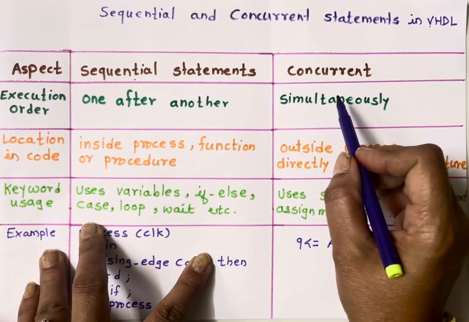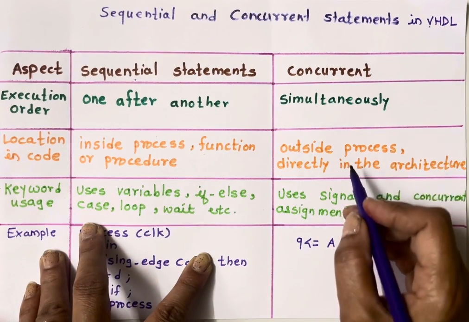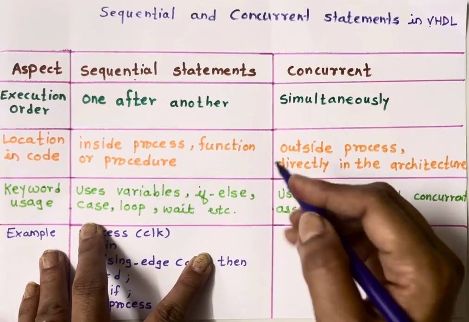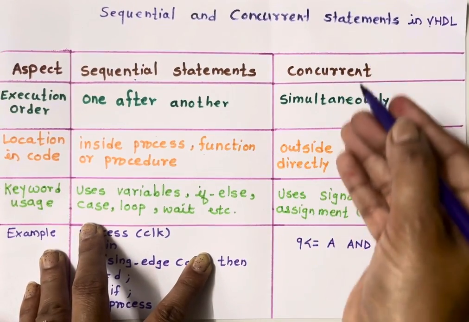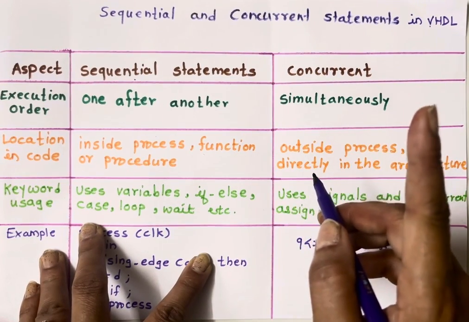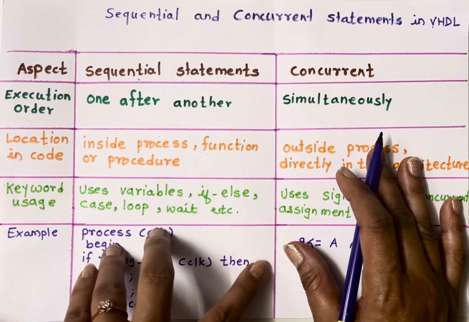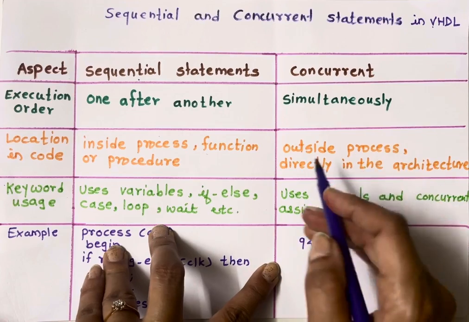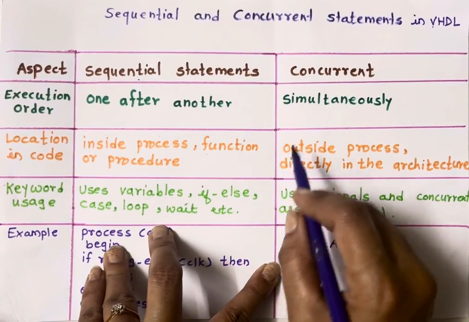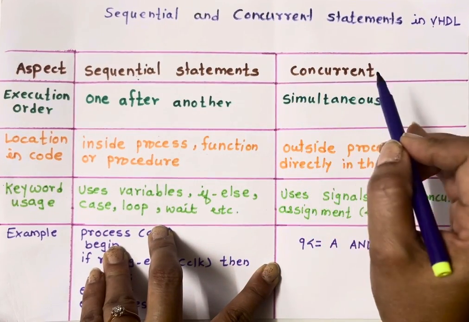So concurrent statements means all statements execute parallelly. See, VHDL code is divided into three parts. Library and packages is one part. Then entity, where we define how many inputs are there, how many outputs are there, it's second part. And third part is architecture. And while writing an architecture, we use different modeling styles. So architecture tells us how circuit behaves. So while writing architecture, we can either use sequential statements or concurrent statements.